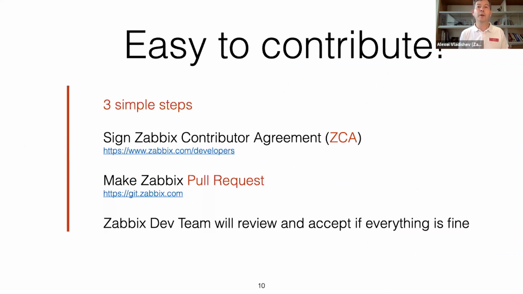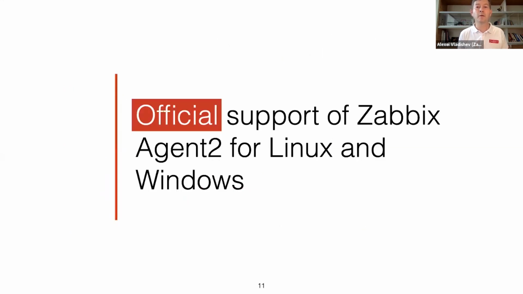So if you wrote a plugin for Zabbix agent or you created a new template, you want to make this part of Zabbix software, you just follow 3 easy steps, which are actually all described on Zabbix homepage. You go to zabbix.com/developers and you can see how you can contribute to Zabbix. It's really easy right now.